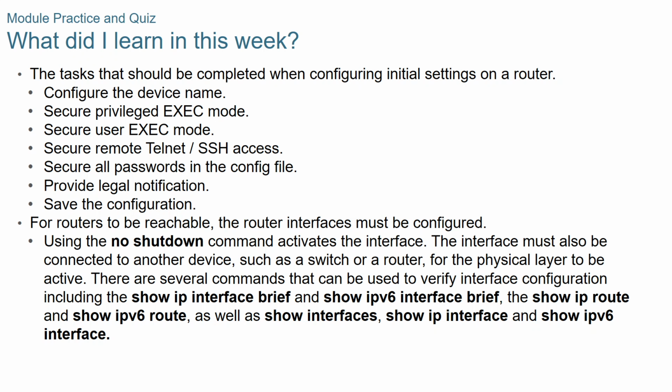For routers to be reachable, the router interfaces must also be configured, using the no shutdown command to activate the interface. It must also be connected to another device such as a switch or router for the physical layer to be active. There are several commands that should be used to verify interface configuration: show ip interface brief, show ipv6 interface brief, show ip route, show ipv6 route, show interfaces, show ip interface, and show ipv6 interface.